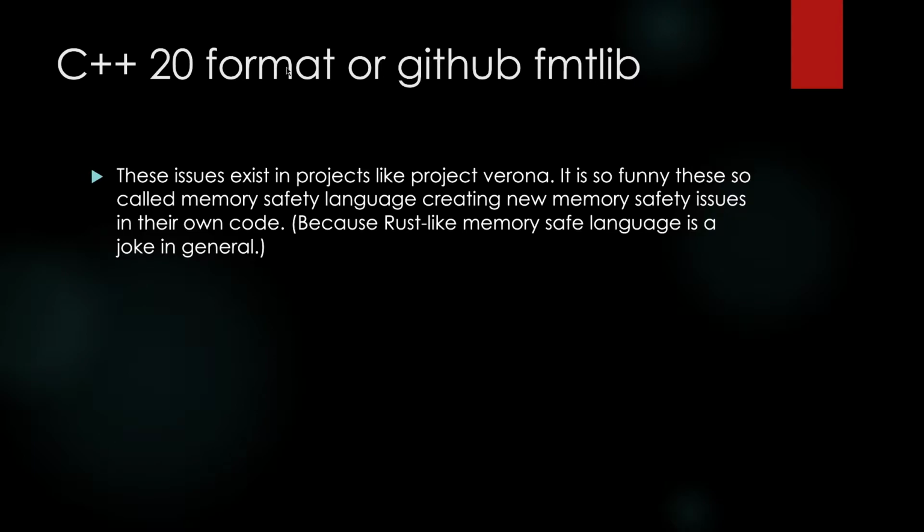The C++20 format or the GitHub fmt lib, it's just a horrible mess, you know. These issues exist even in these safe languages like Project Verona. It's just funny, you know, these so-called memory safe languages are creating new memory safety issues in their code because of using this fmt lib just to print a string.